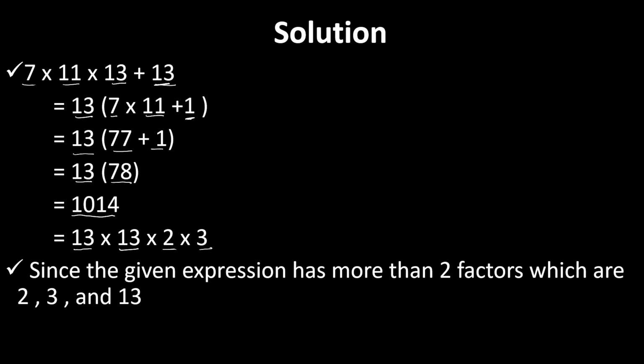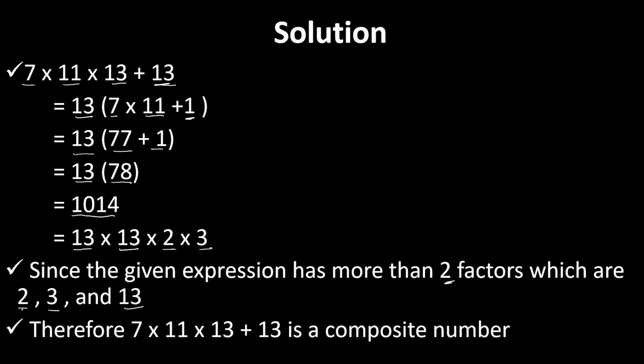Now clearly we can see that since the given expression has more than two factors, which are 2, 3 and 13, therefore this entire expression 7 into 11 into 13 plus 13 is definitely a composite number. Because what is the definition of a composite number? We know that a composite number is a natural number which has more than two factors, right? And here it is clearly evident that 1014 has more than two factors, that is 2, 3 and 13, right? We have to find out just more than 2, okay? That's it. So with that we can easily say that the number is a composite number.